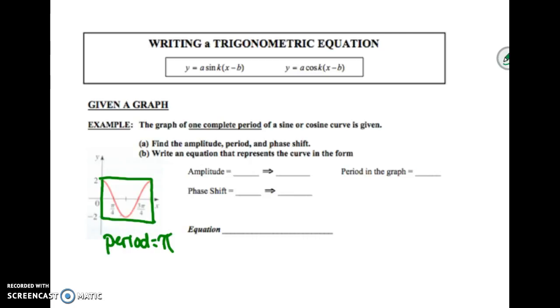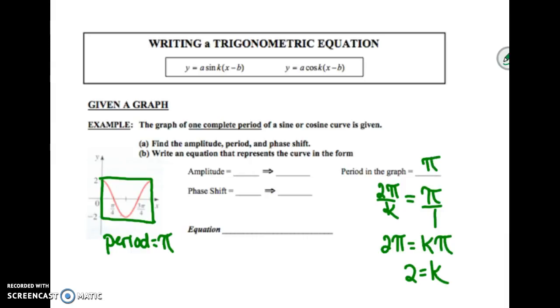Well, if my period is pi, I know that 2 pi over k has to be equal to my new period, so that has to be equal to pi. So if I cross multiply, I end up with 2 pi equals k pi, which tells me that 2 equals my k value, right? My period is going to be pi, and I know that my k value is 2. I'm going to need that for my equation.